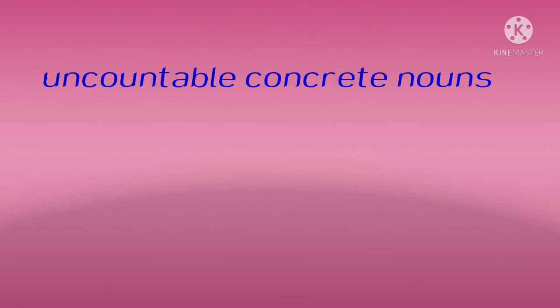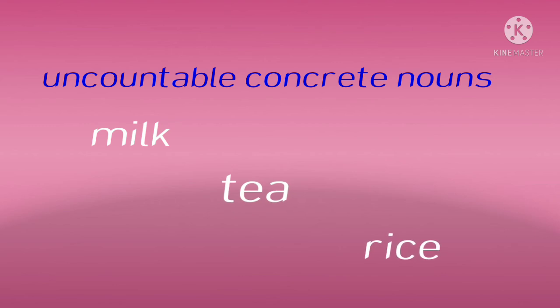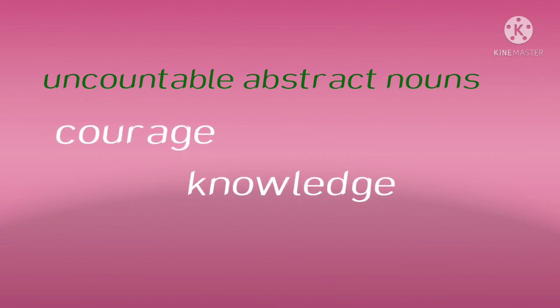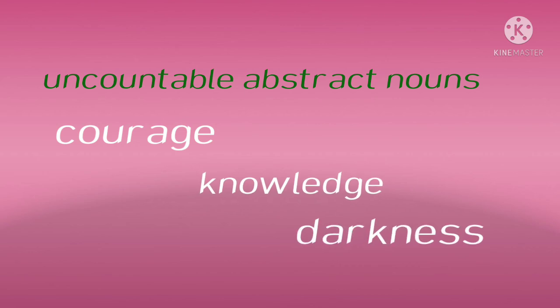Even uncountable concrete nouns do not have a plural form. Say for example, milk, tea, rice. They do not have plural forms. They are used as milk, cheese, rice, as it is. Even uncountable abstract nouns do not have a plural form. Say for example, courage, knowledge, darkness.